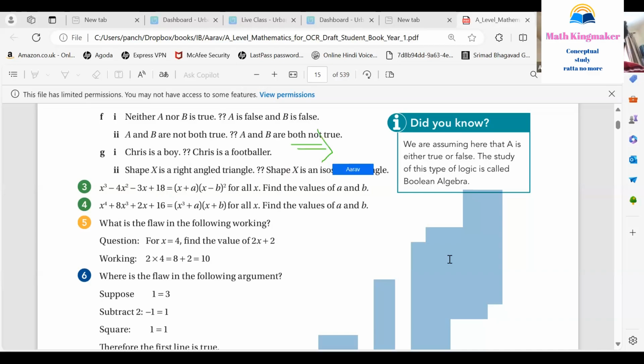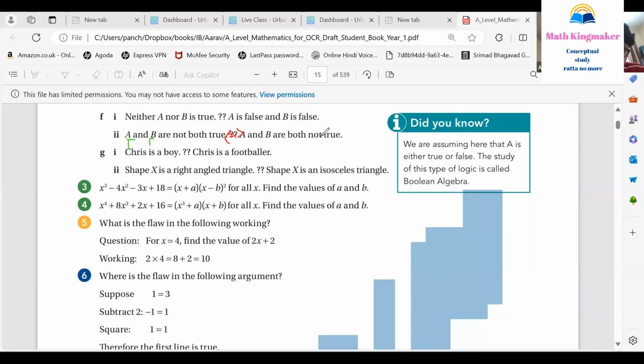A and B are both not true. It's nothing, right? Actually, I'm getting confused. Are these equivalent statements? Not necessarily. Let's say A is true and B is false. Then according to you, it's both ways. So A and B are both not true, but that's not true, because A is true, so it's not both not true. Okay, yes.